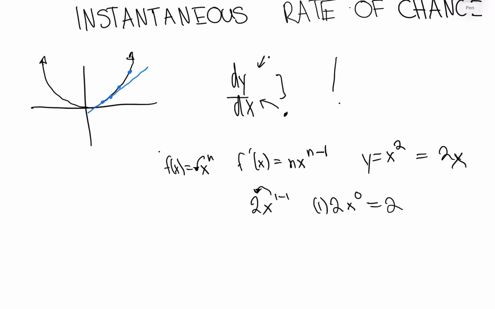Speaking of 0, how about the derivative of the constant 2? Now, if you said 0, then you are right as well, because 2 is like 2 times x to the 0. Now, if you multiply the 0 by this, it'll be 0.